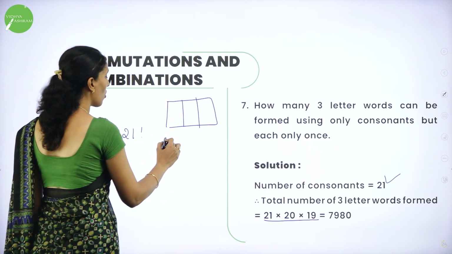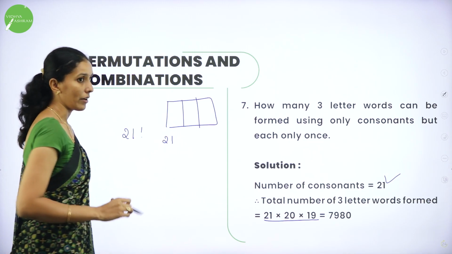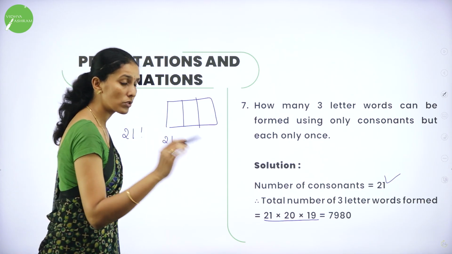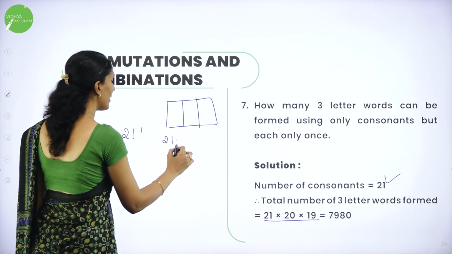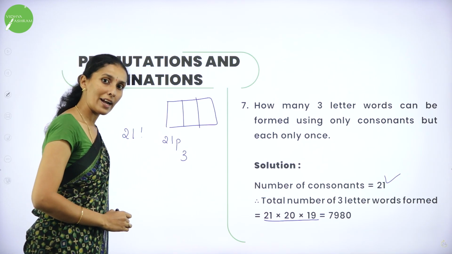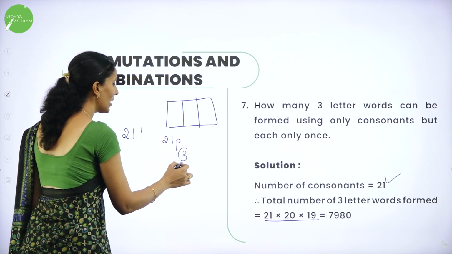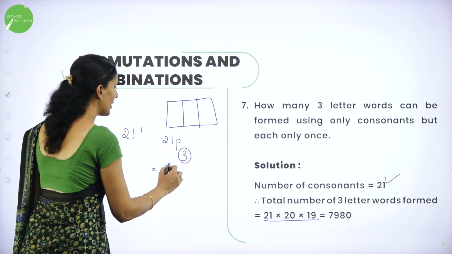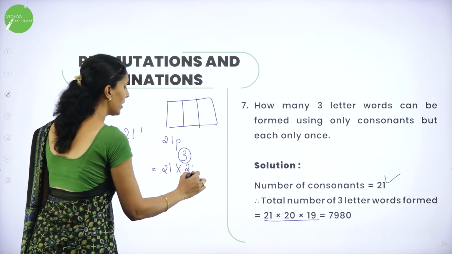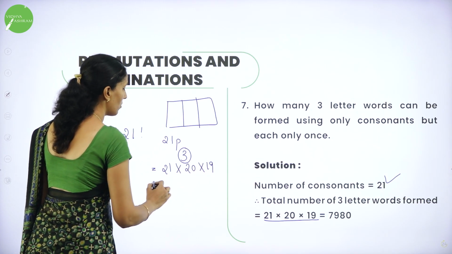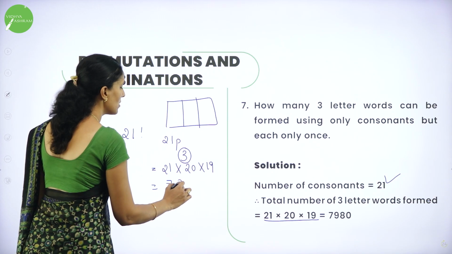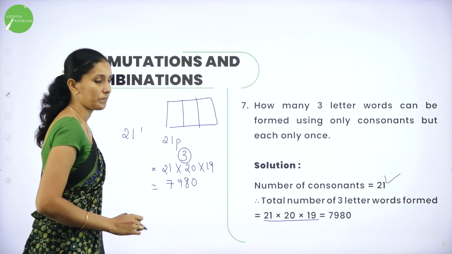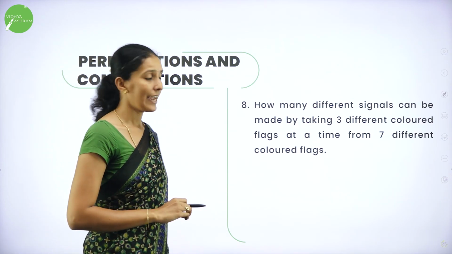How many consonants do we have? 21. How many consonants do we have to choose? Only 3. So 21P3. How do we write 21P3? Write only the first 3 factors from 21, that is 21 into 20 into 19, which is equal to 7,980. So let me take the next question, that is the 8th one.